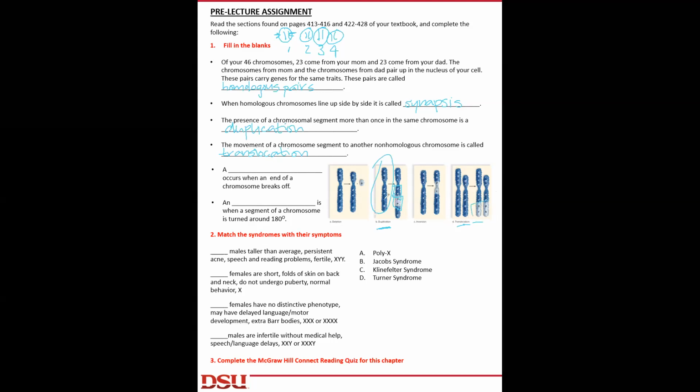They're from other chromosomes. Then we have a deletion that occurs when an end of a chromosome breaks off, which you can see here. This is the part that's been lost. And finally, an inversion, when a segment of a chromosome is turned around. So here you can see that it should have been CD, but instead it is DC, okay?